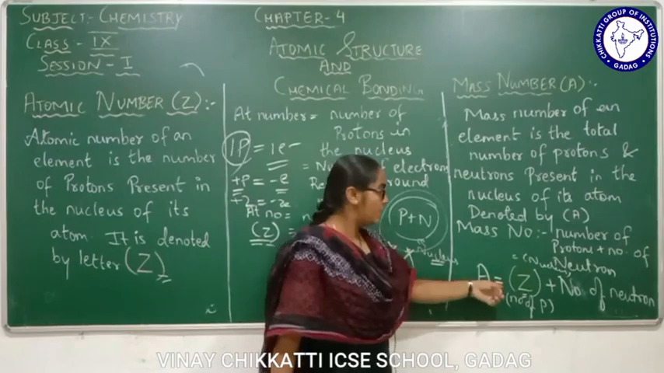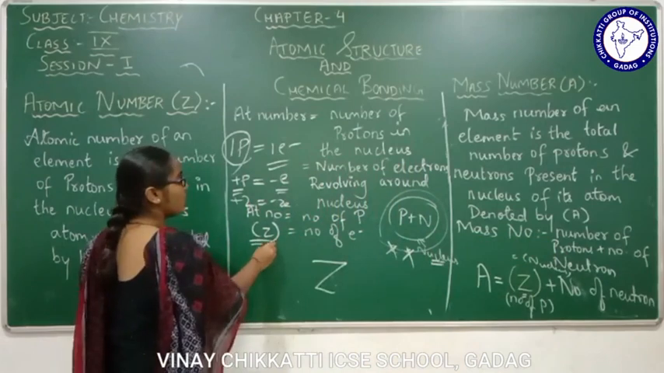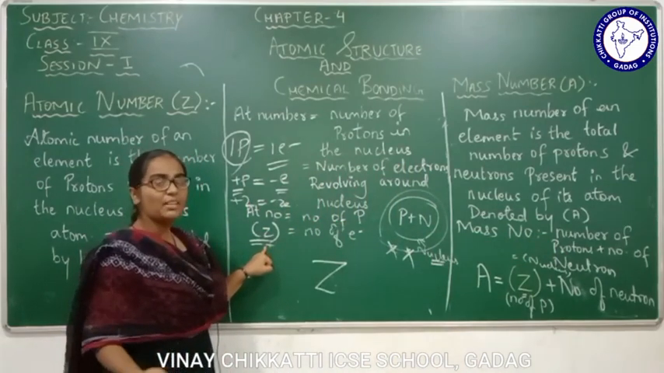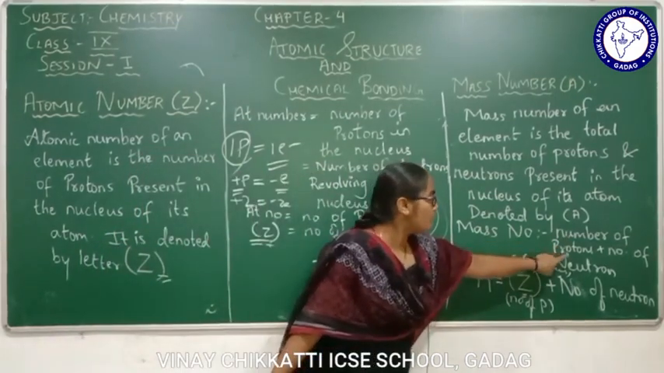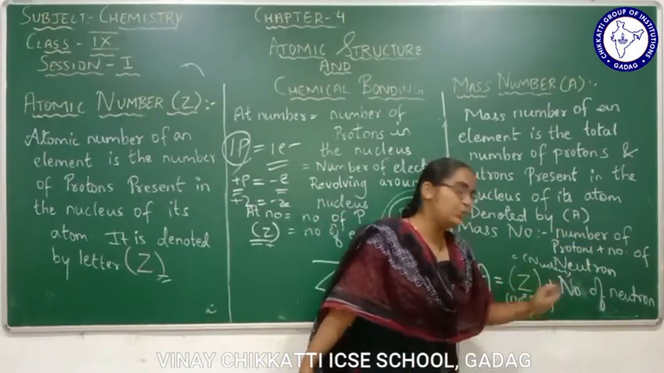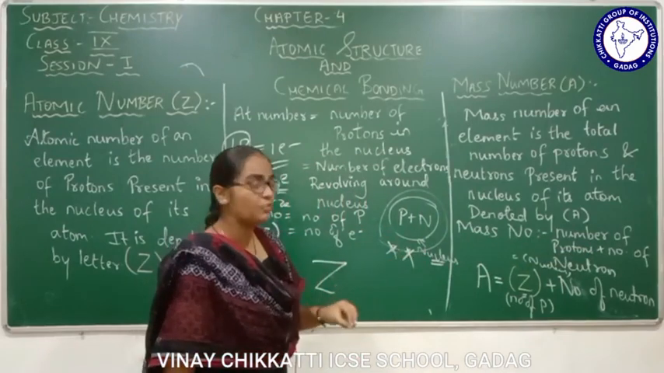The symbol A is equal to the number of protons plus the number of neutrons. What is the number of protons? The number of protons is Z, no? The number of protons was Z, because atomic number is nothing but the number of protons. So instead of writing number of protons, I can write Z plus the number of neutrons. This is a simplified derivation for it, right?